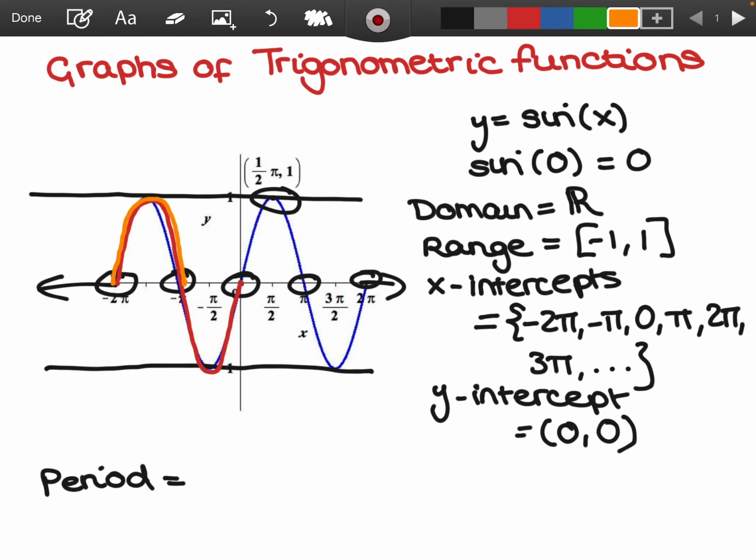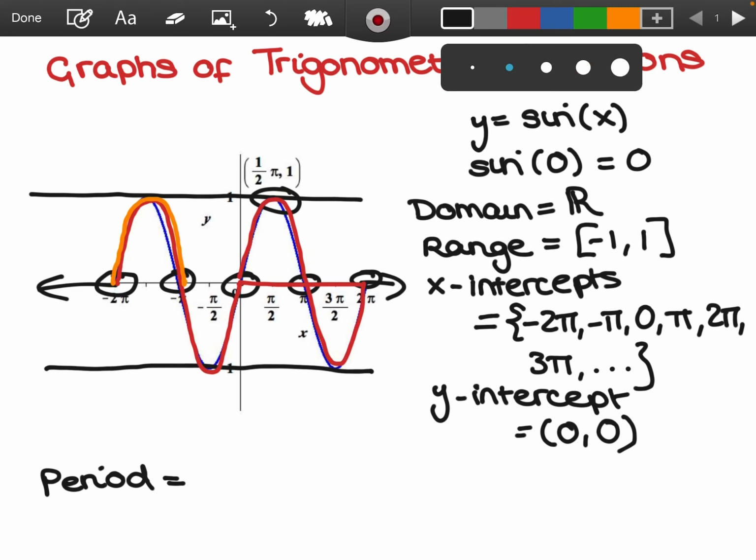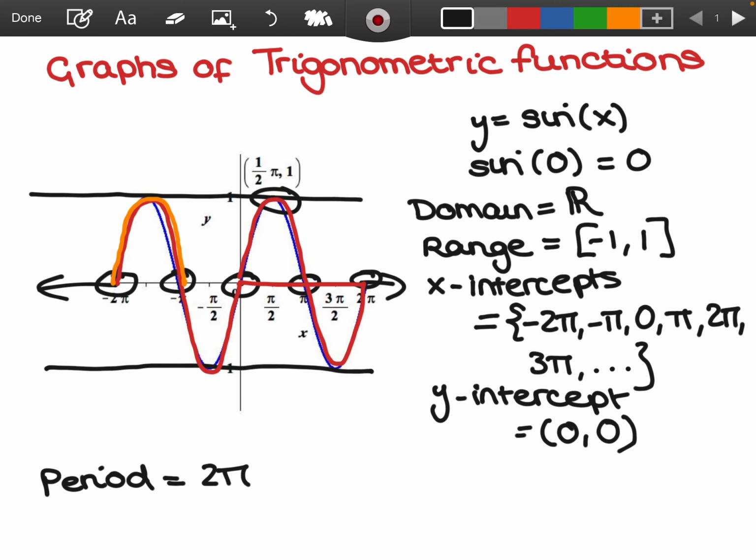So the red part is what I repeat over and over again. That is one cycle. What is the length of that cycle? It's 2 pi. It's the distance along the x-axis that I have gone in order to get that cycle. Same here, I've got another cycle that repeats, and that has length 2 pi. So the period of this function is 2 pi. What's its amplitude? The amplitude is the average of the highest and lowest numbers.